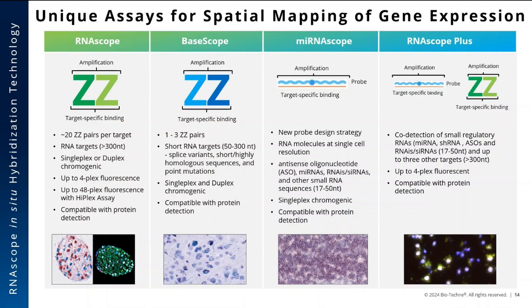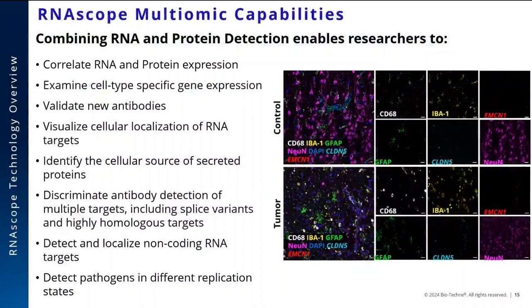As such, our RNAscope multi-omic capabilities combining RNA and protein detection enable researchers to use our technology for multiple applications, such as correlating RNA and protein expression, examining cell type-specific gene expression, validating new antibodies, visualizing cellular localization of RNA targets, identifying the cellular source of secreted proteins, and many more, as you can see on this list.